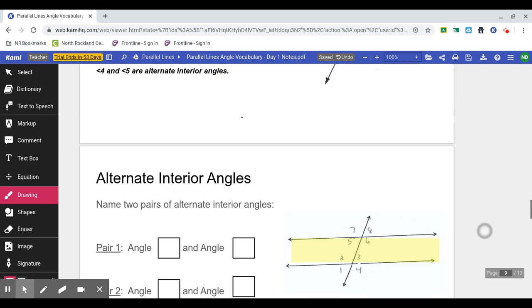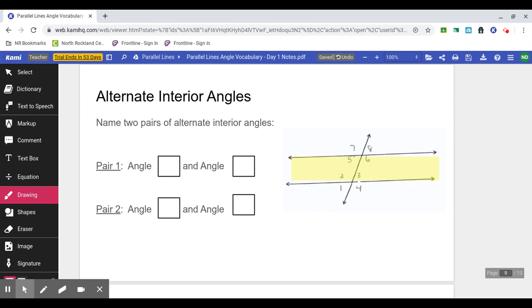Okay, let's do some practice identifying alternate interior angles. So again, whenever we want alternate interior angles, we're looking at the interior or the inside or in between those two parallel lines. And we're looking for angles that are on opposite sides of that transversal. So I highlighted where the interior is of these two parallel lines. So the interior angles are 5, 6, 2, and 3. But I need the alternate interior angles. So I have to look at the pair that's going to be opposite of each other on that transversal.